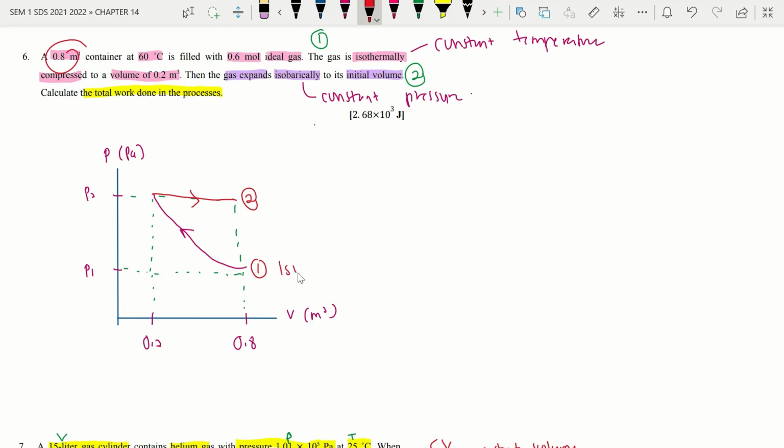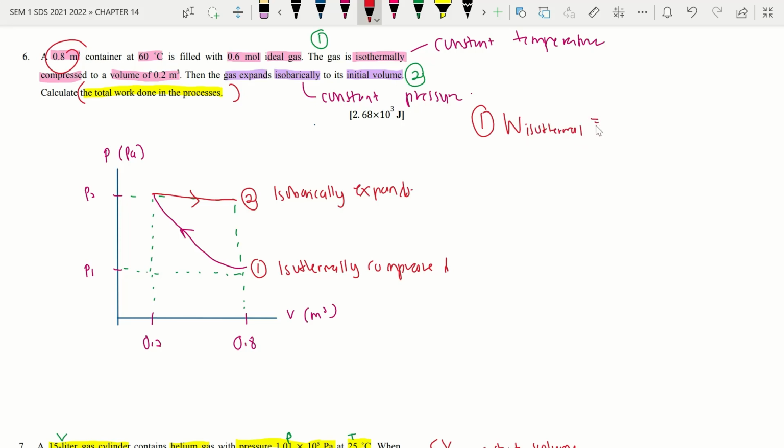The first process is isothermally compressed, whereas the second process is isobarically expands. Okay, now the question asks us to calculate the total work done in the processes. So we do one by one. Okay, let's calculate the work done for the isothermal process.